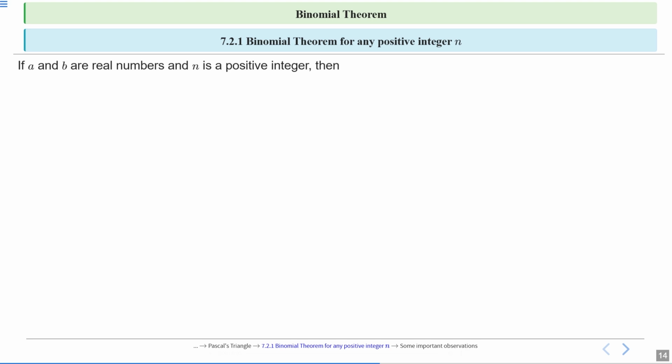Now look at the binomial theorem for any positive integer n. Here a and b are two real numbers, and n is a positive integer. So now let's see how the expansion works.